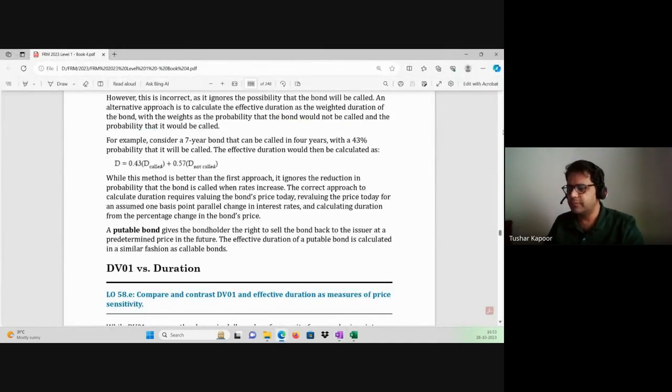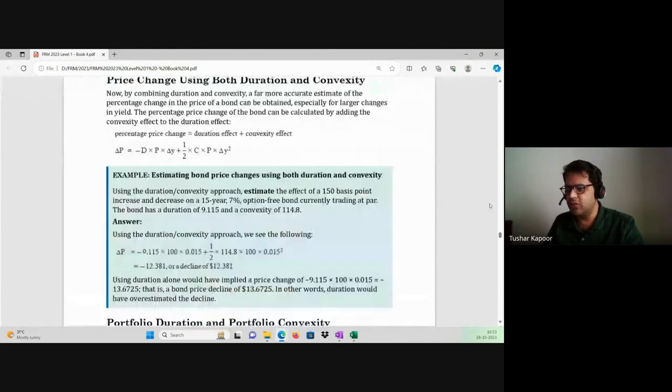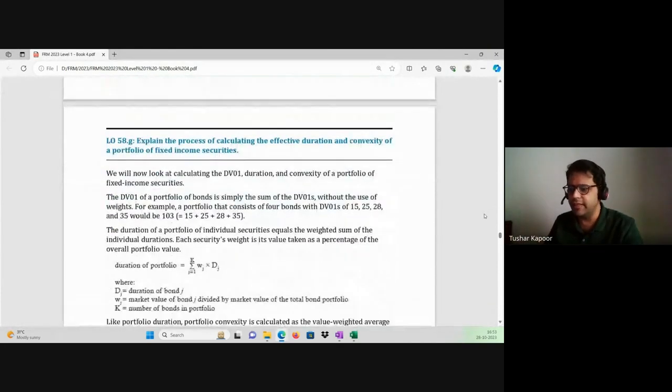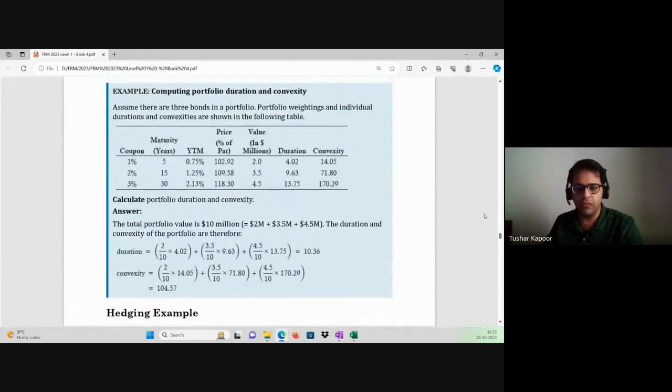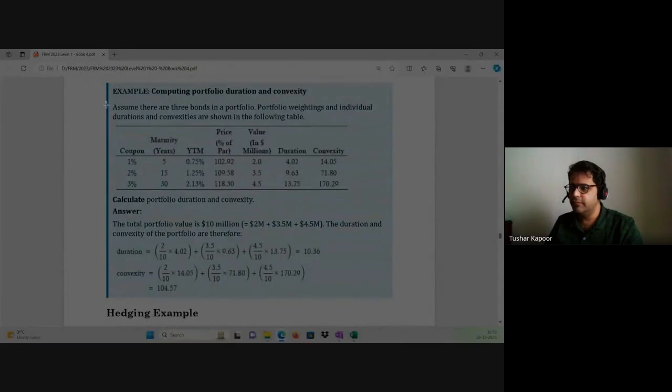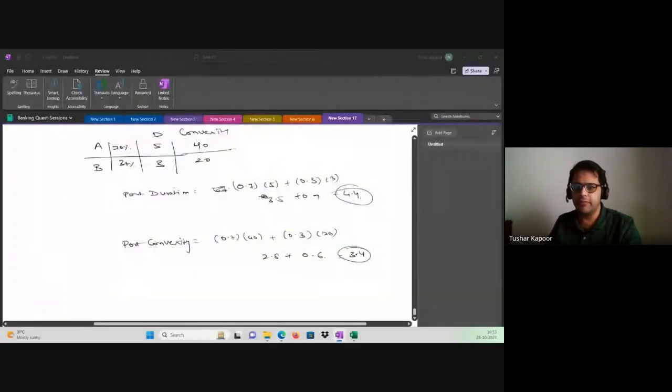Okay. So this concept of portfolio duration and portfolio convexity is also discussed here in the later part of the book, but it's not very different. So if you want to solve for this example, let's look at this example. I'll not be solving it completely, but of course I'll be explaining this.